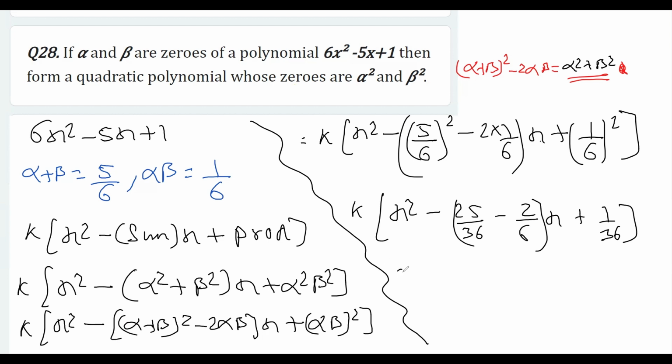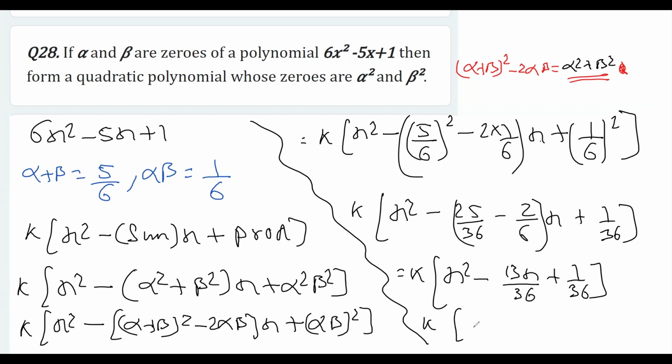Next step for simplification is I'll take the LCM. So this is going to be what? The 36 is the LCM here. This is 25 and this should be multiplied with 6. So 25 minus 12. Yeah, that's 12. So on simplifying this, I'll write this as 13x by 36 plus 1 over 36.